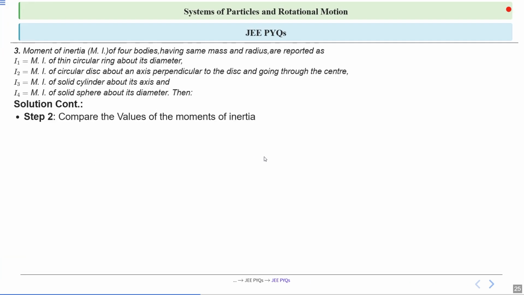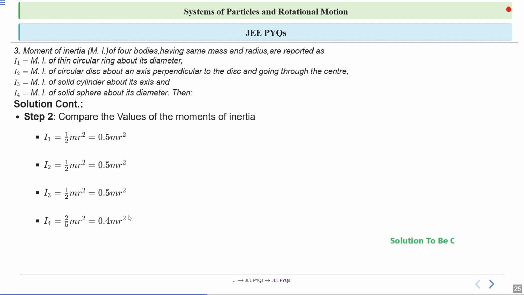So, now our second step is compare the values of the moment of inertia. So, I1 equal to 1/2 mr square, so it will be 0.5 mr square. I2 equal to 1/2 mr square, so solving this you will get 0.5 mr square. I3 equal to 1/2 mr square is equal to 0.5 mr square. And I4 equal to 2/5 mr square is equal to 0.4 mr square. So, this is the comparison between the moment of inertia.